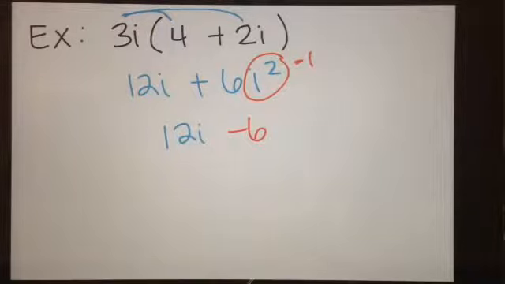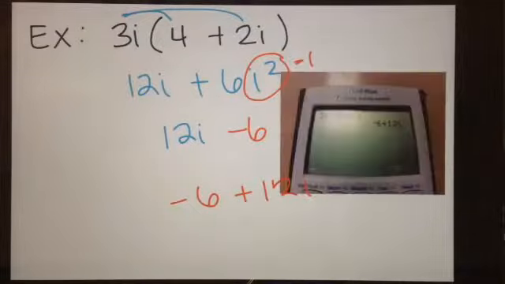And this complex number is written backwards. We always have to write the real part first. So this answer is negative 6 plus 12i. All right, and as you can see, when we plug these into the calculator, it looks basically exactly the same as the original problem.